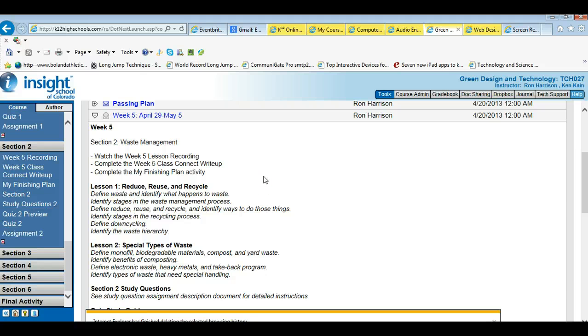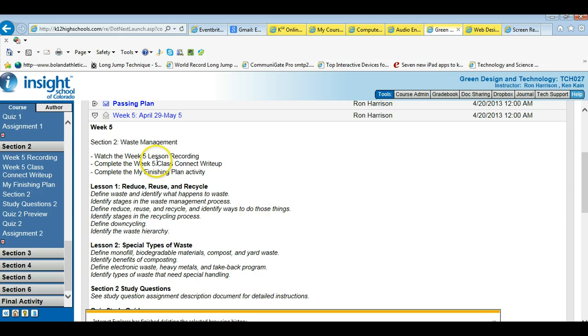Now if you're a little bit behind, I encourage you to get old work caught up. Need to get your grade to at least where you're passing. We've just about reached the halfway point of the class now, so you can't be getting any further behind. Well, you see the different things we're going to look at this week: reduce, reuse, recycle. Also special types of waste, we'll talk about those.